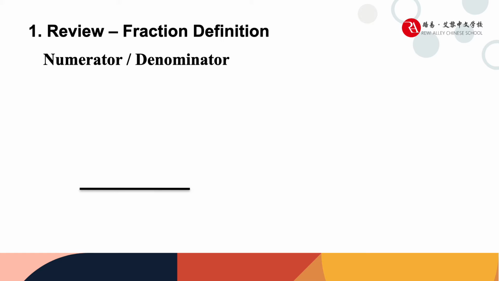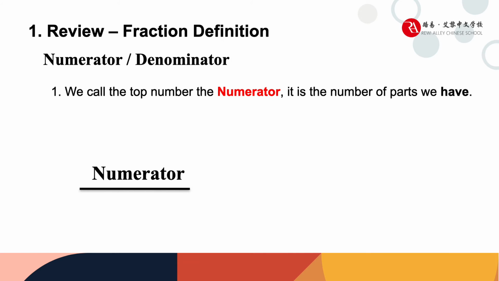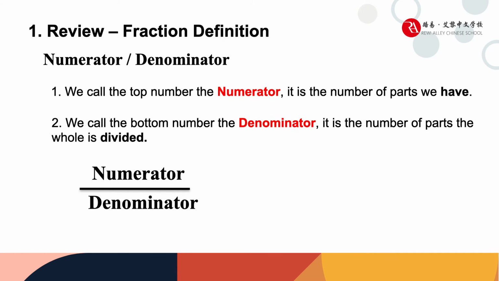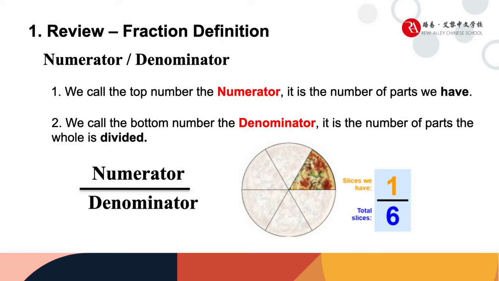Okay, Daniel has a question for you here. Do you remember what are the names of the number on the top and the number on the bottom? Yes, we call the top number the numerator. It is the number of parts we have. And we call the bottom number the denominator. It is the number of parts the whole is divided into.